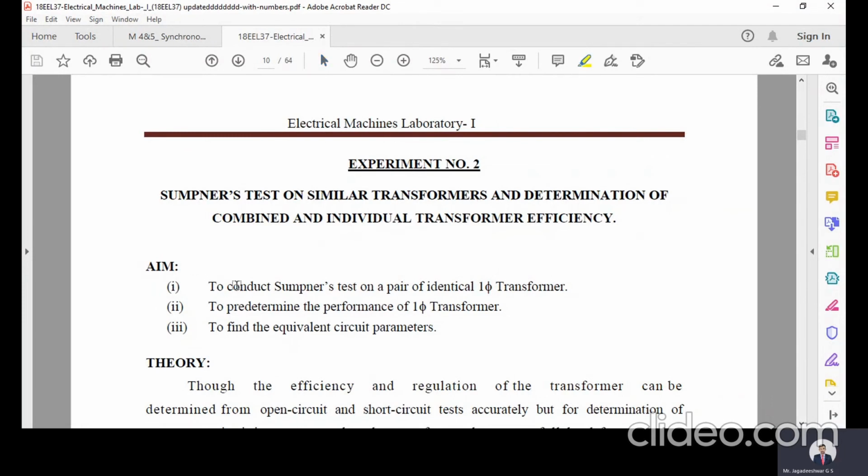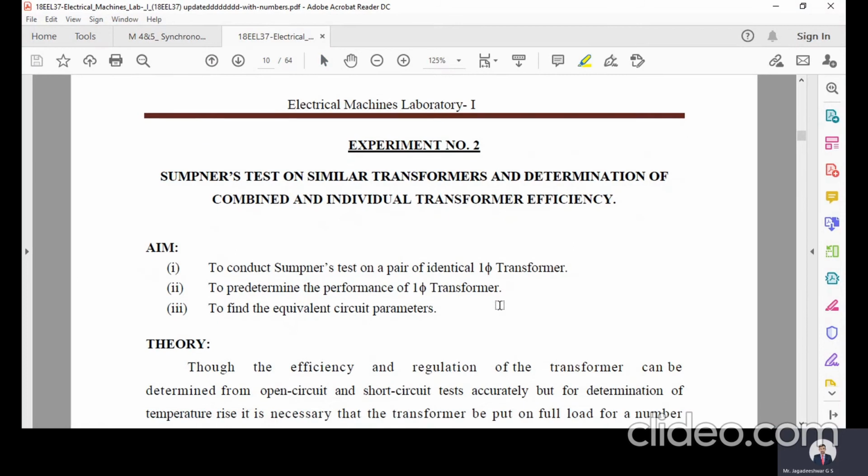The aim of this experiment is to conduct a Sumpner's test on a pair of identical transformers. So in this experiment, we'll use 2 kVA transformers. Both have a 2 kVA rating. Such identical transformers we are using in this experiment, and also determining the performance of these transformers. Performance means we'll determine the efficiency of the transformer, combined as well as individual efficiency. And also we can use this test to calculate the equivalent circuit parameters.